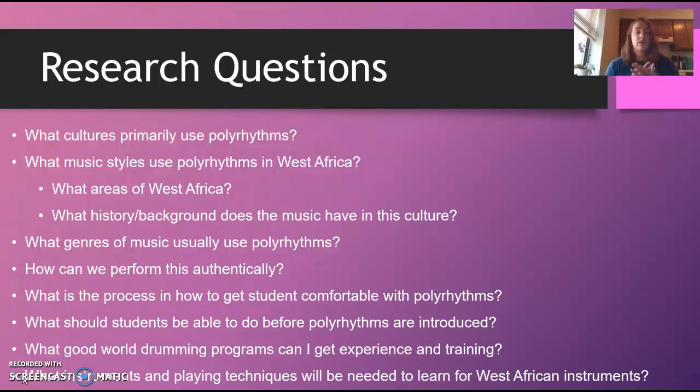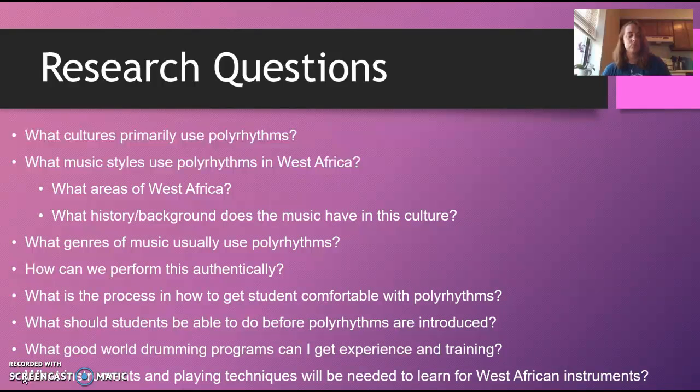So I know if I'm getting frustrated with how to learn different techniques like that, my students easily would. So I wanted to figure out a process and how to get my students introduced and comfortable with polyrhythms without getting too overwhelmed, which is one of my goals with this unit.